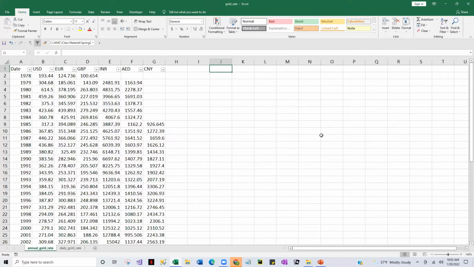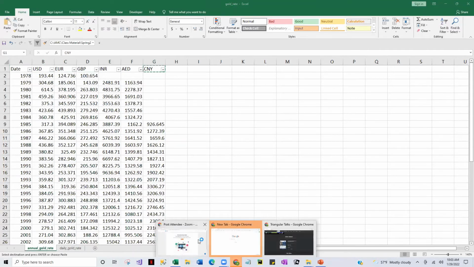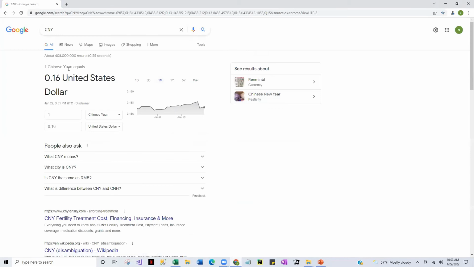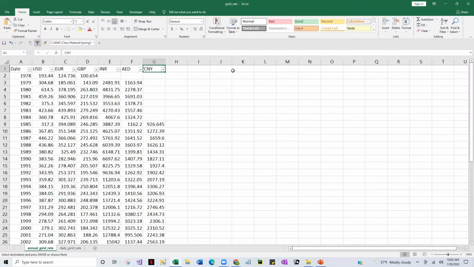Also, what's CNY? Is it Chinese yen? Probably. Maybe you can search it. Or Canadian? I'm not sure. You can check that one. I have this gold price. You can check what this is. Google is your best friend, right? So let's do this. CNY. Okay, Chinese yuan. So this is the gold price in various currencies.